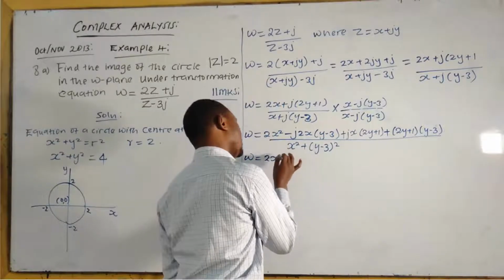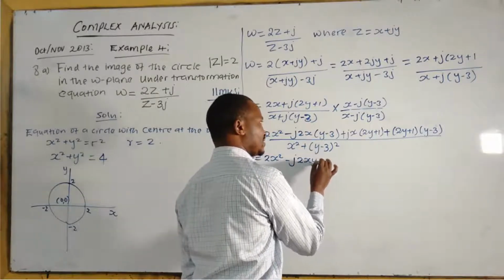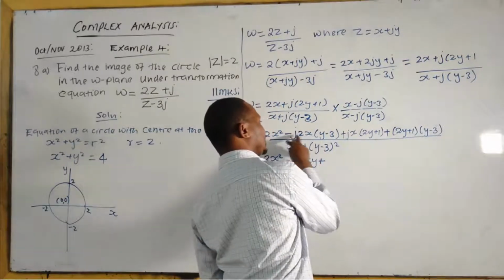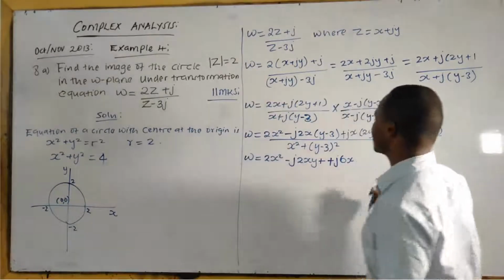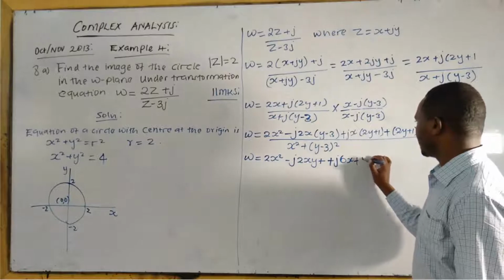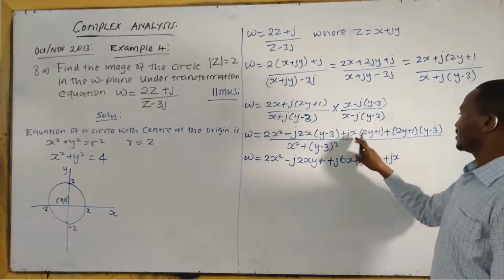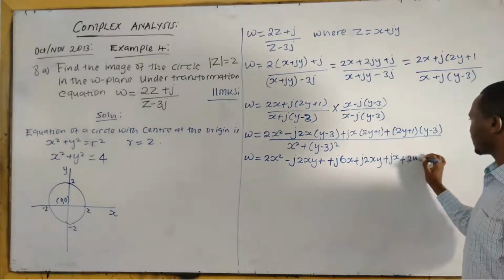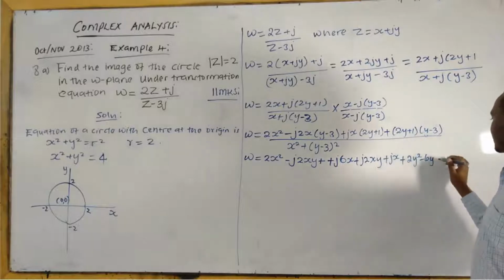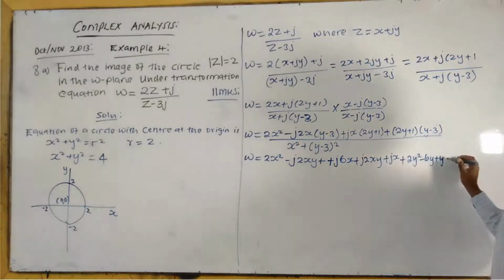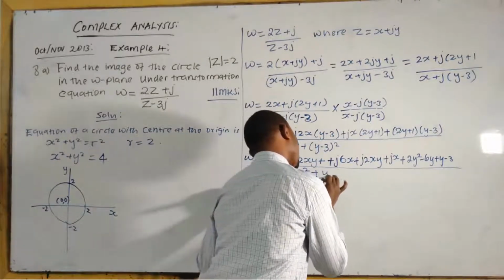2x squared minus, you see this, it is j 2xy plus, this is positive, negative sign times negative sign is positive, positive j 6x, positive times 3 is 6x, plus j 2xy plus positive jx, this and this, plus 2y squared, this and this is minus 6y, this and this is plus y, and this is minus 3, over x squared plus y minus 3 squared.